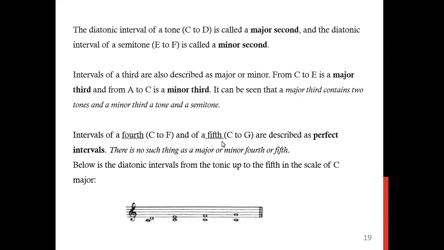So when we talk about perfect intervals, now we're not saying minor fourth, major fourth. No, okay, we're not talking about that. And then minor fifth, major fifth. No, that only applies to second and third intervals. When you come to the fourth, they are just referred to as perfect intervals. The fourth and the fifth intervals, they are perfect intervals.